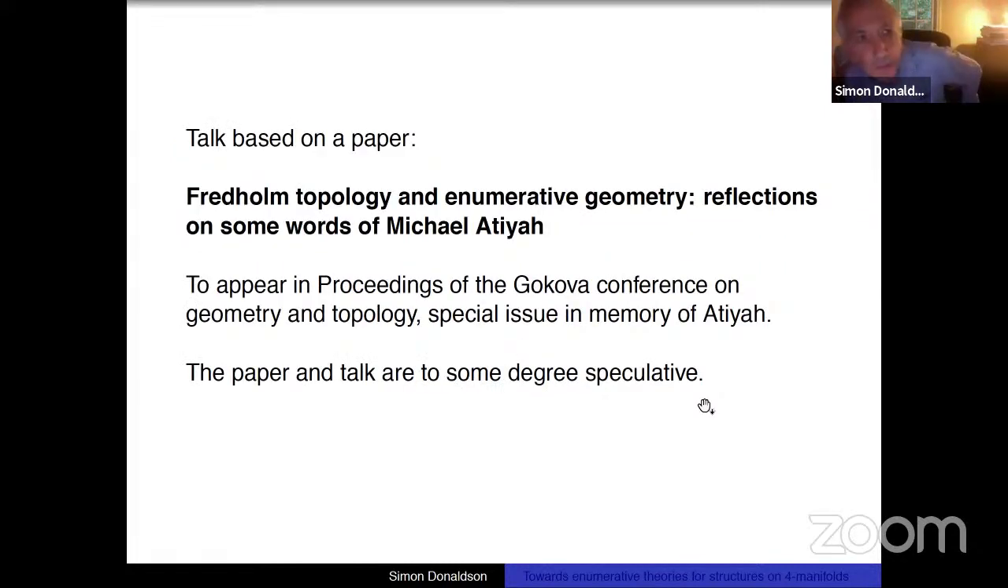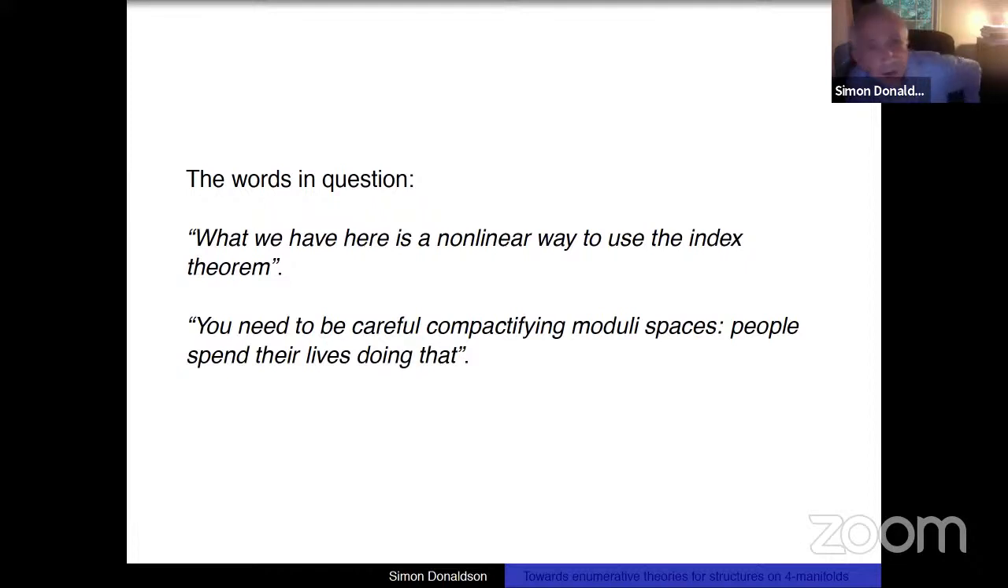Yeah, so this is based on a paper I wrote recently, Fredholm Topology and Enumerative Geometry, Reflections on Some Words of Michael Atiyah, which is to appear in the Gokova journal. As you'll see, the paper and the talk are to some extent speculative. So the words in question are quotes from Atiyah nearly 40 years ago. What we have here is a non-linear way to use the index theorem. Another: you need to be careful, compactify moduli spaces. People spend their lives doing that. So you'll see the relevance of those to what we're going to talk about, I hope.